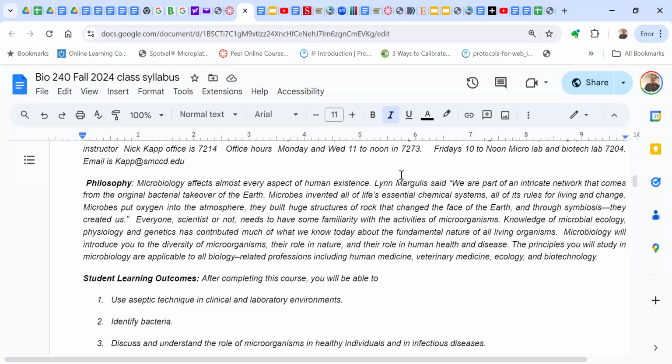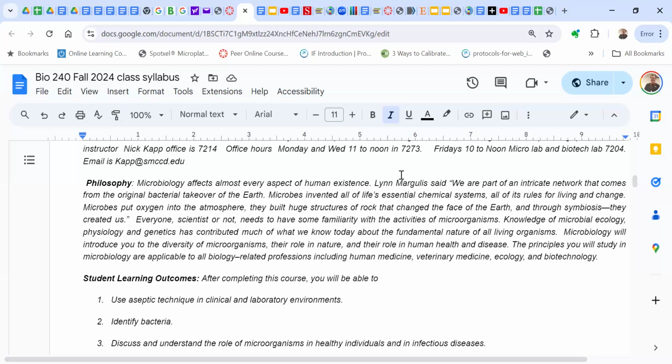We are part of an intricate network that comes from the original bacterial takeover of the earth. Microbes invented all of life's essential chemical systems, all of its rules for living and change. Microbes put oxygen into the atmosphere. They built huge structures of rock that changed the face of the earth. And through symbiosis, they created us. We are the results of microbes.